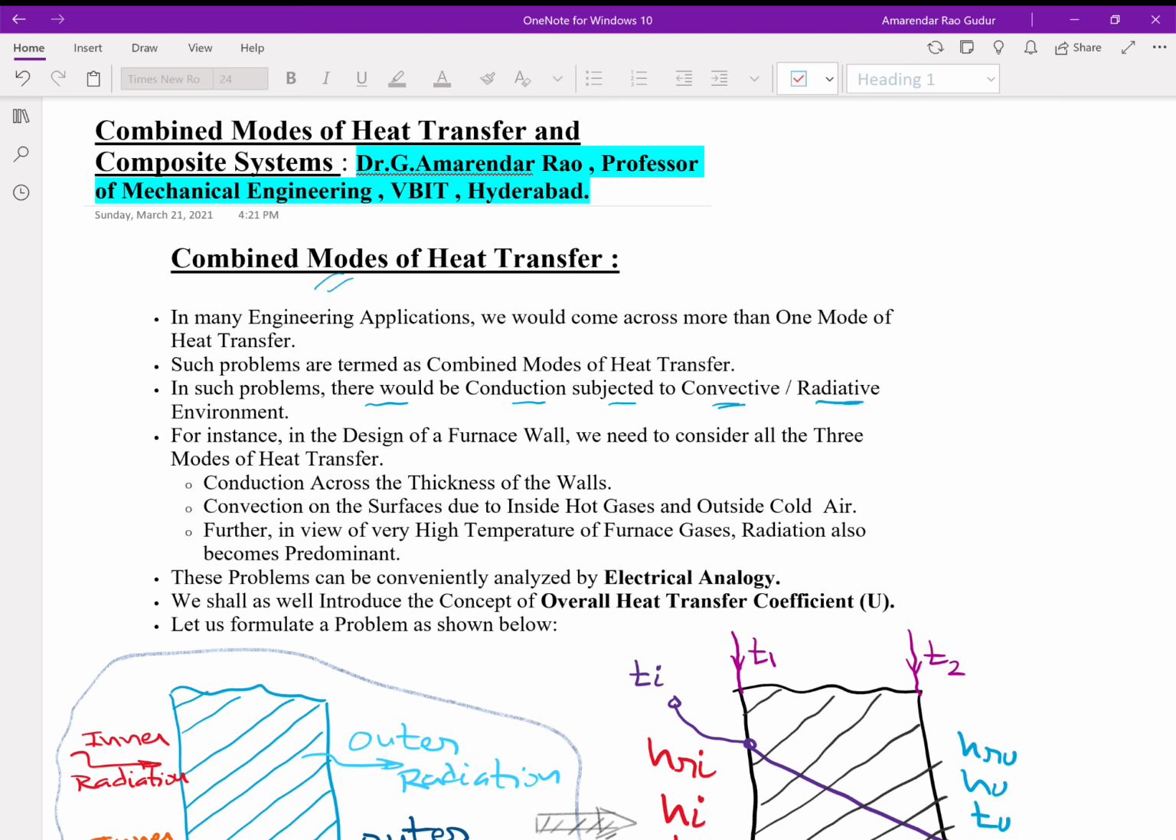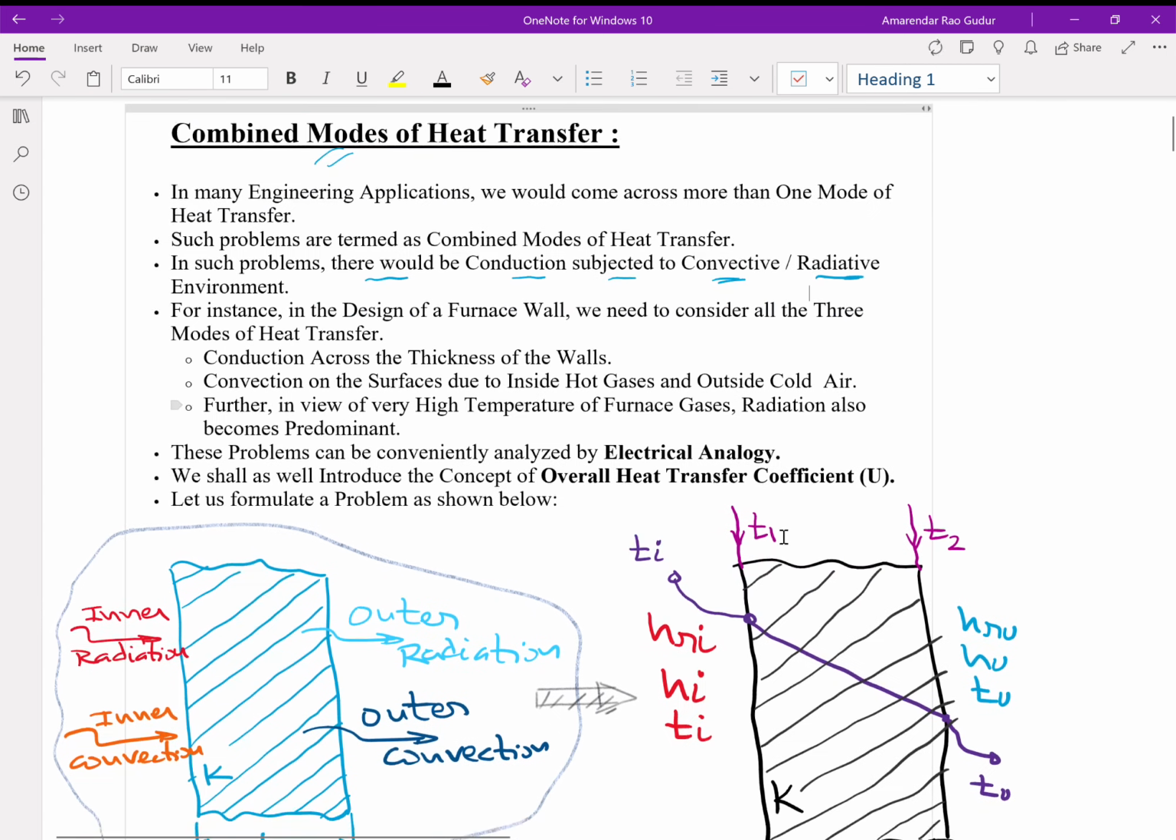For instance, in the design of a furnace wall, we need to consider all the three modes of heat transfer, in the sense that conduction across the wall, convection on the surface due to inside hot gases and outside cold air. Further, in view of very high temperatures of furnace gases, radiation also becomes predominant. So these problems can be conveniently analyzed by electrical analogy.